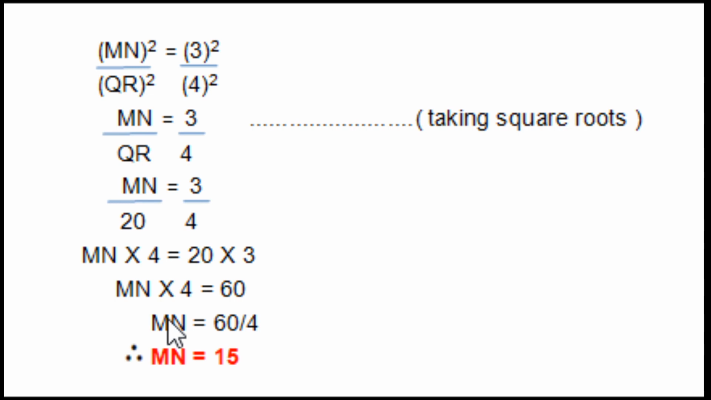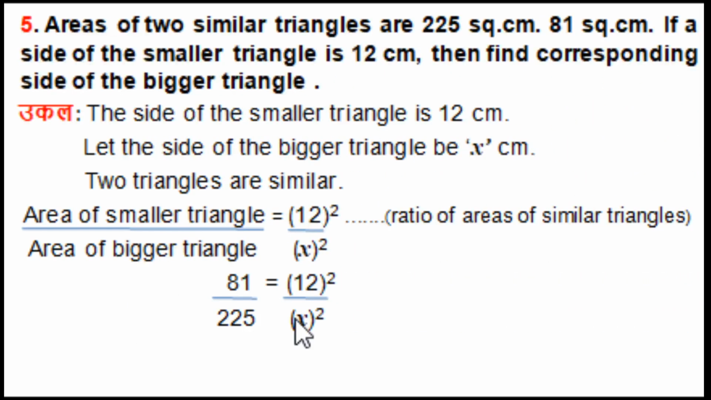So what we get is square of MN upon square of QR is equal to square of 3 upon square of 4. By taking square roots, we get MN upon QR is equal to 3 upon 4. We have to find MN, QR is given as 20. Cross multiplying, we get MN into 4 is equal to 20 into 3, which is 60. So MN is equal to 60 divided by 4, we get MN is equal to 15.